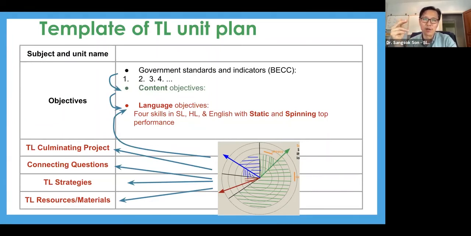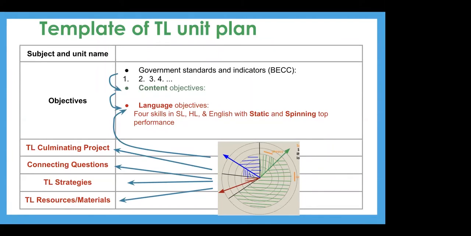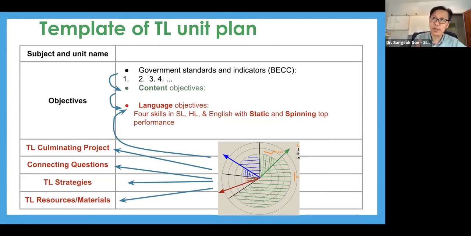In the objectives, we also set spinning-type performance objectives, so that when they use two languages together, how much they can learn. Those are also set as objectives. Then there is the culminating project, through which students show what they have learned throughout the whole unit. This is planned from the beginning of the unit, and according to it they plan their lessons under the unit plan. Then the connect question connects their existing knowledge in their home language and culture to the content they learn in school.